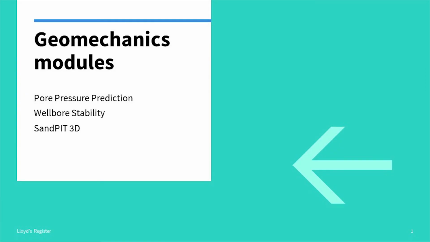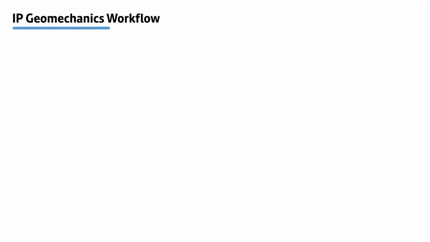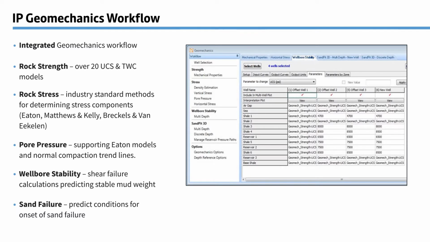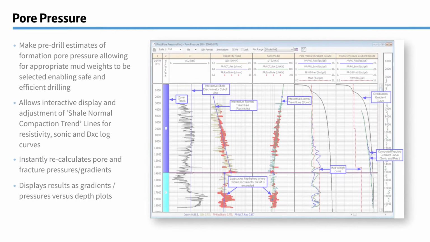Okay, now let's look at our geomechanics suite of modules. These modules can be used and licensed individually, or they can be used within the Geomechanics Workflow here, which easily steps you through the full workflow. First of all, it starts with calculating rock strength and rock stresses using industry standard methods for determining stress components. Some examples there.